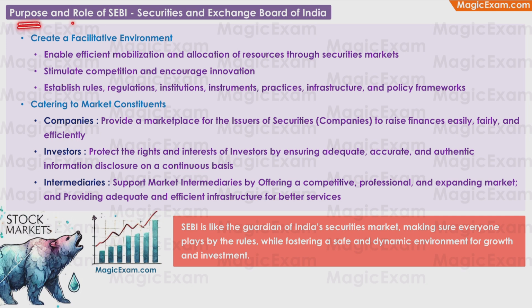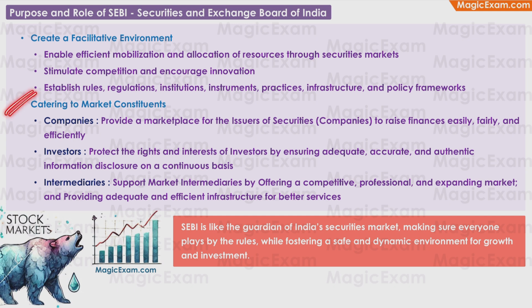Next, let us talk about the purpose and the role of SEBI. The primary goal of SEBI is to create a facilitative environment for the securities market. In other words, SEBI helps in ensuring that the markets run smoothly, resources are allocated efficiently, and innovation is encouraged. To do this, SEBI establishes clear rules, regulations, and policy frameworks that everyone must follow.